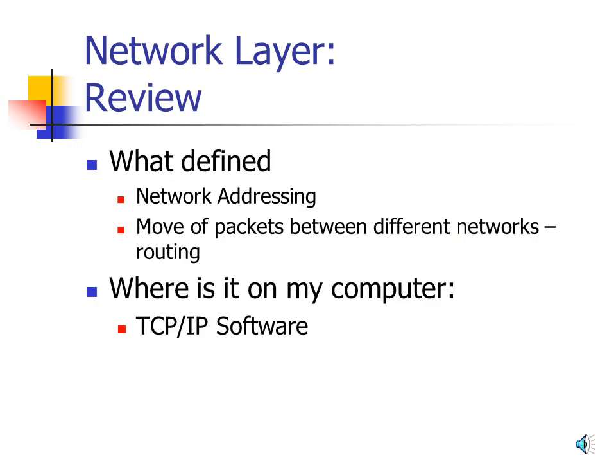Network layer review. Any protocol that provides network-wide addressing and has mechanisms to move packets between different networks, that provides routing, would be considered a network layer protocol. Now again, the OSI model doesn't specify that you have to do it this way or that way. It just says that if you do these things, you are considered a network layer protocol. Now, where would network layer protocol software be? For instance, if you were running TCP/IP, it would be the TCP/IP software on your computer.